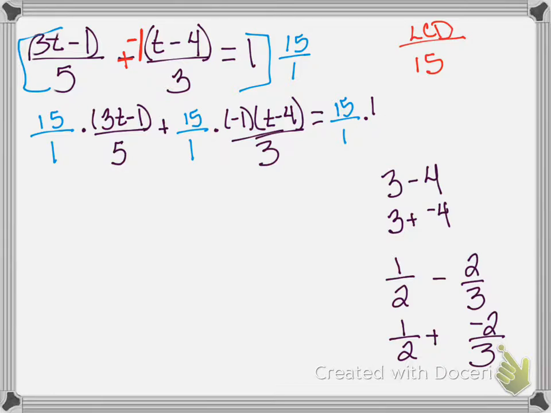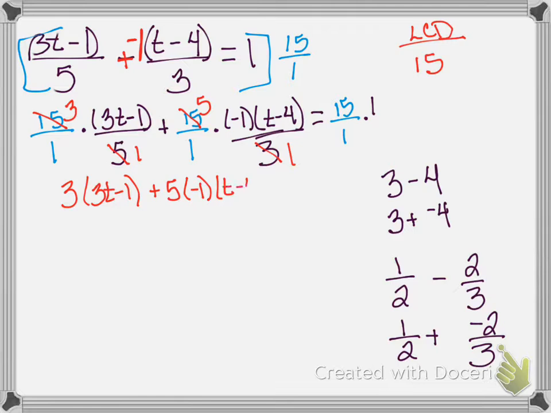So now I'm going to cancel out what I can cancel out. 5 goes into 5 one time. 5 goes into 15 3 times. So I am left with 3 times 3t minus 1. 3 goes into 3 one time. 3 goes into 15 5 times. So now I have 5 times negative 1 times t minus 4.